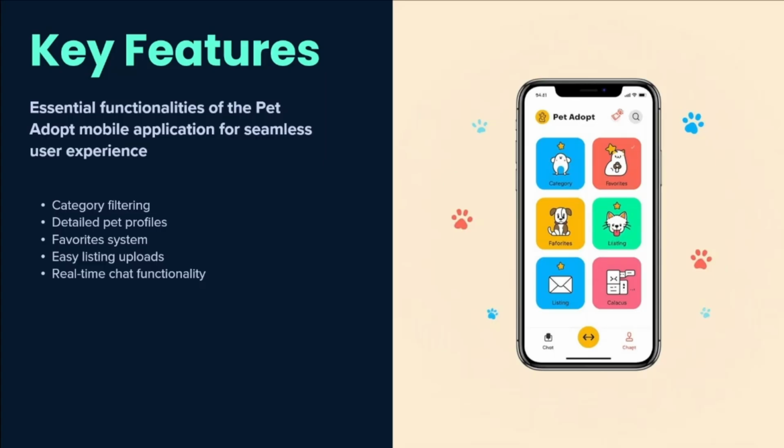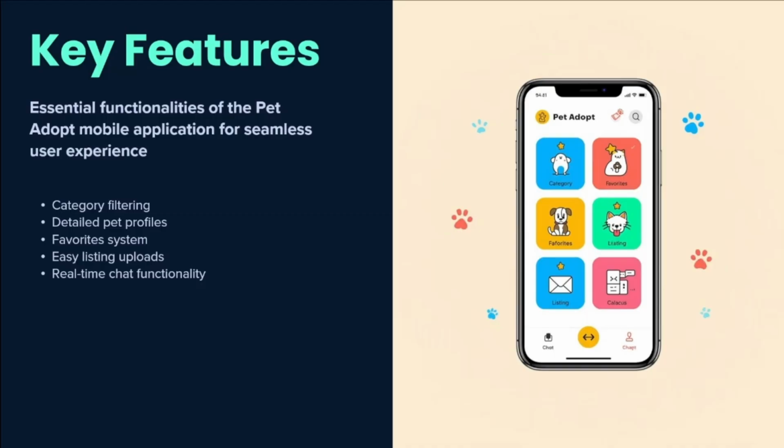Also, you can see the details for each pet when you click on the pet details. We will see that in the demonstration. Also, you can select your favorite pets and add them in your application. There is an easy listing. For uploads, there is a form that is easy to fill if you want to post a pet, and also the real-time chat functionality, which is very easy, like Messenger, like WhatsApp. So a regular one, easy to use for all users. We will see all those features in the demonstration.